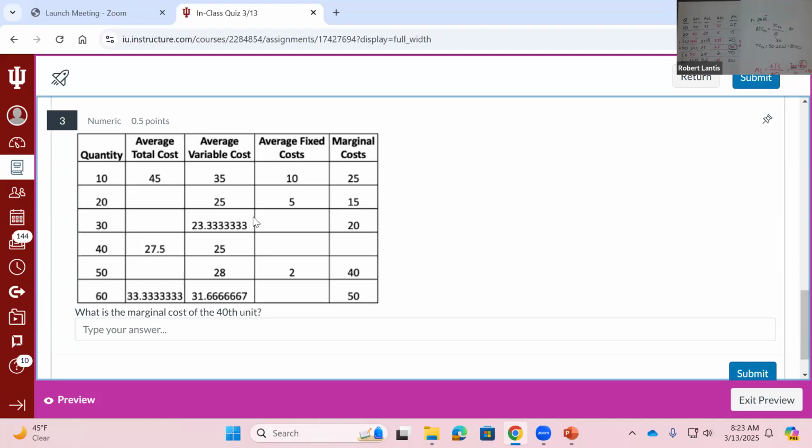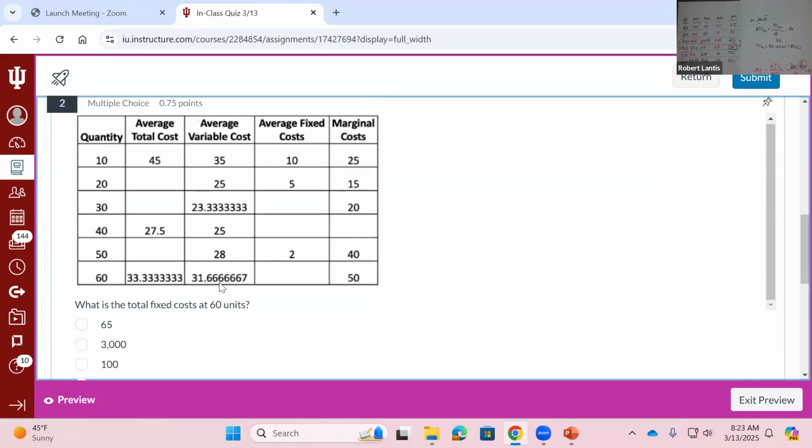Any other questions on that one before we keep moving here? Okay. All right, so we've got the marginal cost of the 40th unit was 30. What was the other one? We said the total fixed cost. I didn't have it written down here, but what did we end up determining? Do I have it somewhere? No. No, I know that I wrote it down. I think I put it in the back here. What did we say the total fixed costs were?